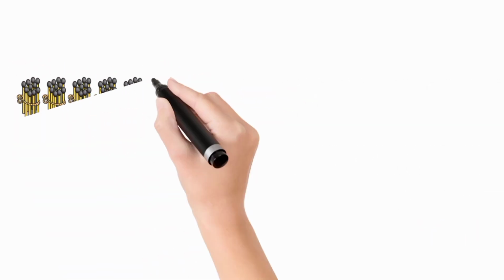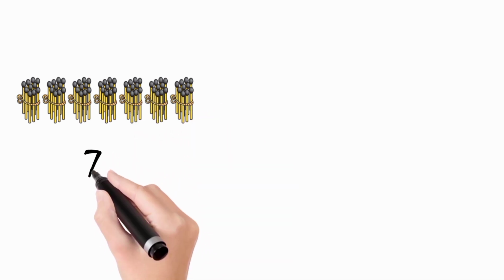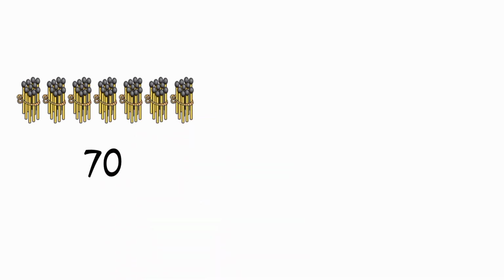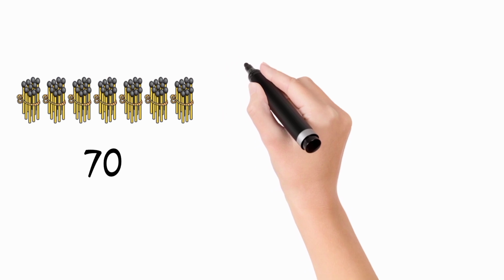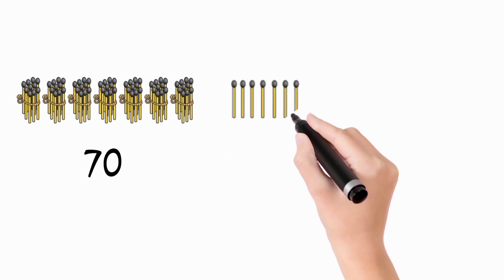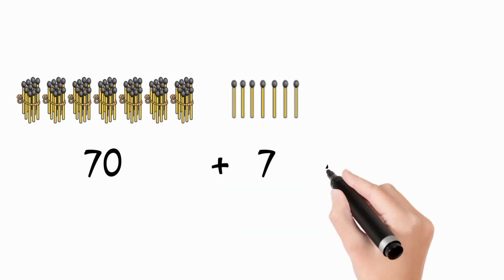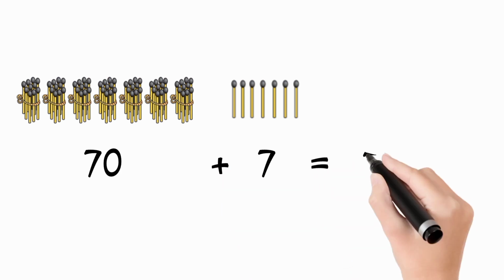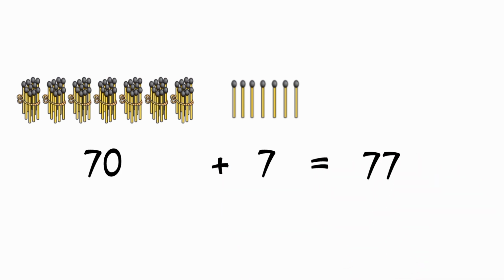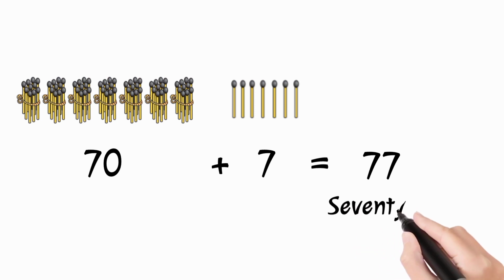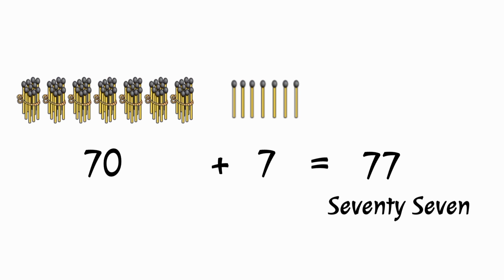Now look here, we have 7 bundles, which means 70 and 7 loose matchsticks. So 70 plus 7 is equal to 77. 7 tens and 7 ones. 77. इसे 77 कहते हैं.